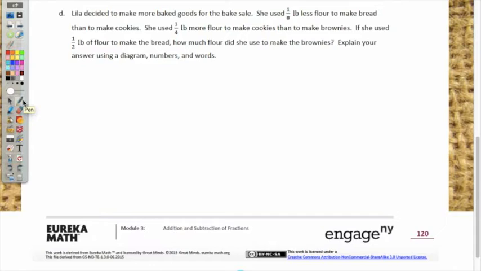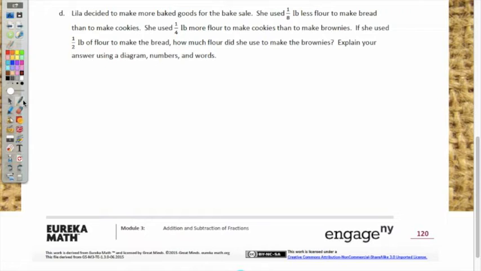All right, the last problem. Lila decided to make more baked goods for the bake sale. I think she's been baking all day. She used 1/8 pound less flour to make bread than to make cookies. She used 1/4 pound more flour to make cookies than to make brownies. If she used 1/2 pound of flour to make bread, how much flour did she use to make the brownies? Explain your answer using a diagram, numbers, and words.